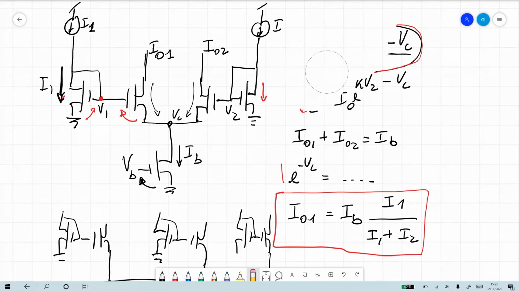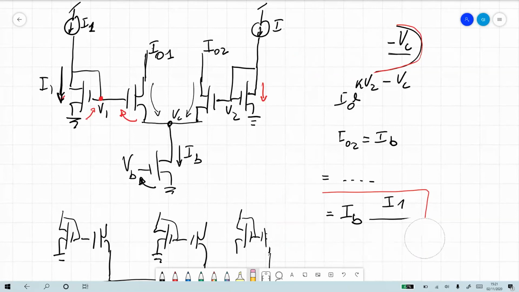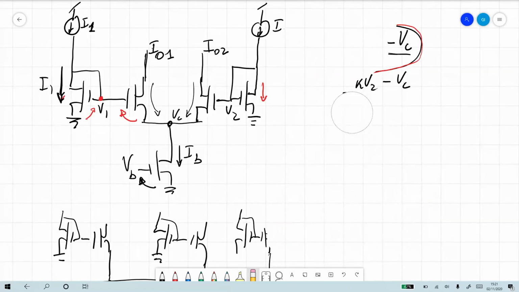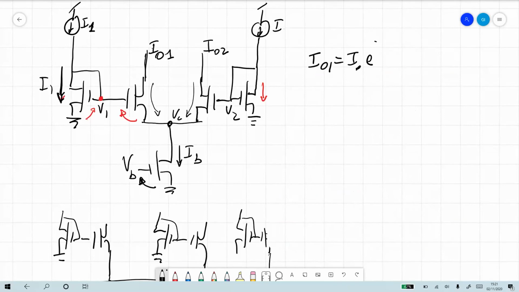Let me redo it because it was a big mistake of mine. Okay, ignore everything I said so far. But thanks for noticing it. So I01 is equal to I0 e to the kappa V1 minus VC. And this is equal to I1 times I0 e to the minus VC.